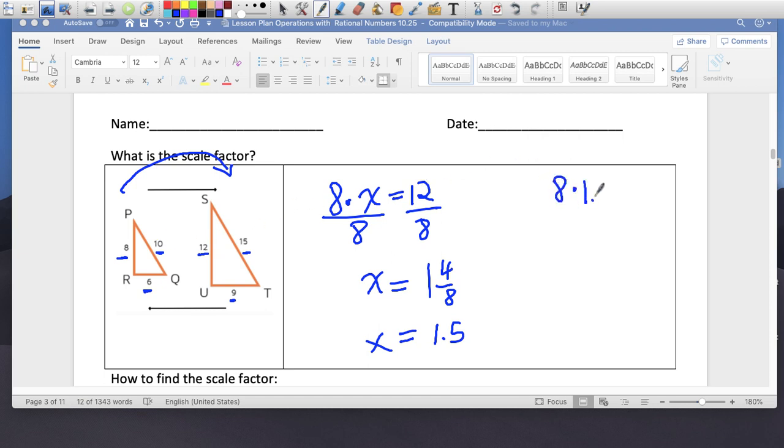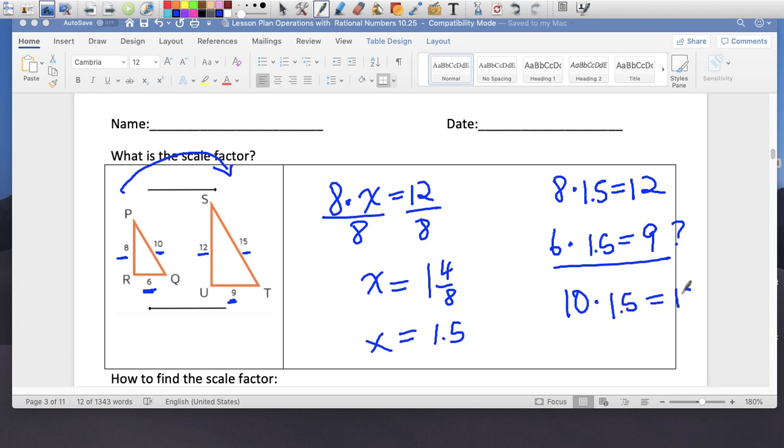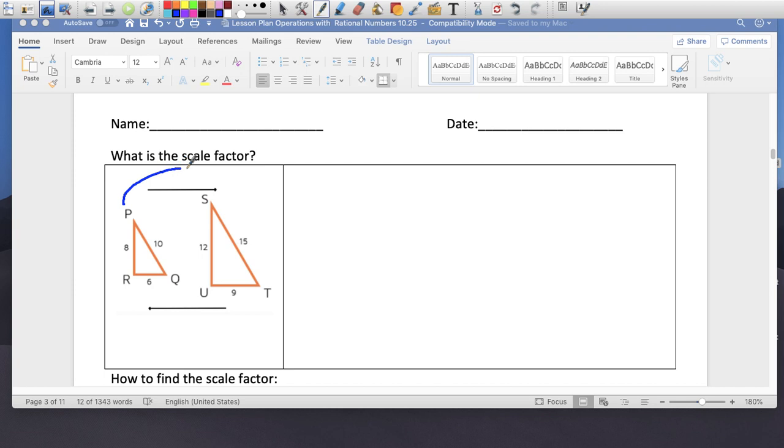So let's see if that's true. Is 8 times 1.5 equal to 12? Do that on your calculator and you'll see that's correct. Well, let's look at the other numbers, 6 and 9. 6 times 1.5, does that give you 9? Again, put that in your calculator and you'll see that's true. So our scale factor here in this case is 1.5. And the last one, 10 times 1.5, is that equal to 15? Yes, it is. So we know that the scale factor going this way from P to S is 1.5.